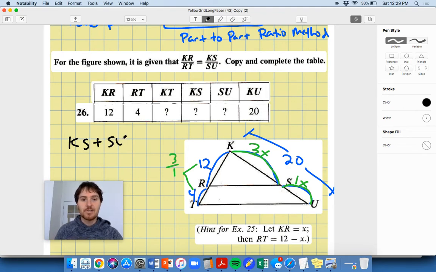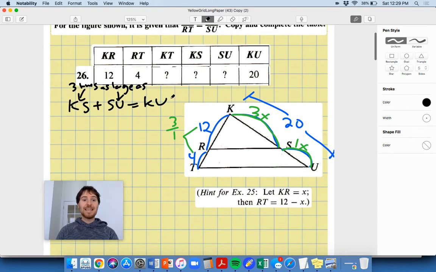Ks plus Su is equal to Ku. We know that Ks needs to be 3 times as large as Su, so we can replace Ks with 3x and replace Su with x. Basically we're just defining variables here. I'm not going to write out "let x equal this and let 3x equal that," but that's the idea. This has to be 3 times as long as that. So if this is in a 3-to-1 ratio, then this can be 3x for the time being, this can be 1x, and then you can just use your algebra to solve this problem.